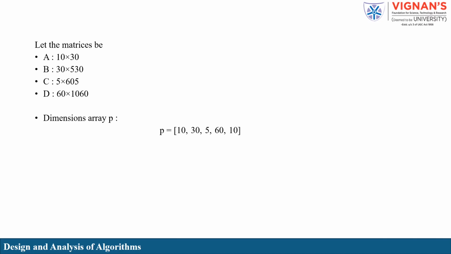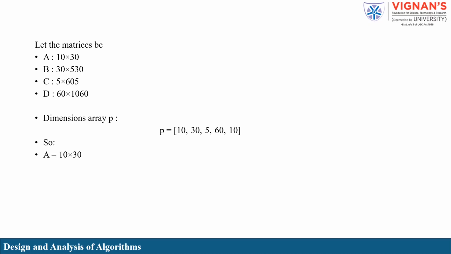The dimensions array P stores all matrix dimensions in sequence. P is equal to 10, 30, 5, 60, 10. Each matrix dimension is stored so multiplication compatibility is maintained. So this summarizes how the dimension array maps to matrices.